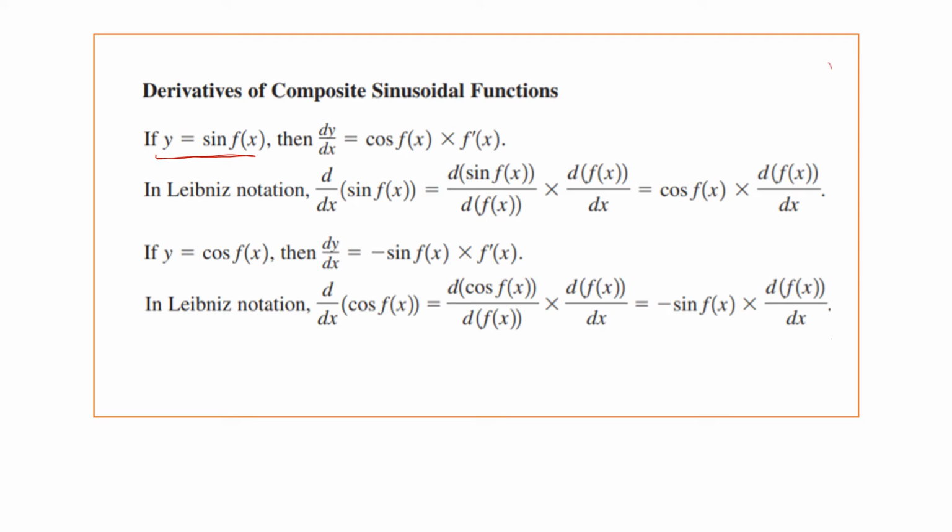So if you encounter anything like that, what you do is when you have sine, it will turn into cos, where you keep the f(x) the same and then multiply it by the derivative of f(x). So same thing we did before. If it's the cos x version, then you put a negative sign and then put the derivative as a multiplication.